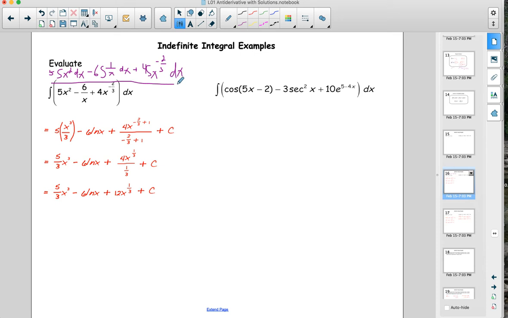Notice these are all power functions. Going backwards on the power function, what we said we should do, finding its antiderivative, we should add 1. So it should be x to the 2 plus 1, which is x cubed, and then we should divide by 2 plus 1, which is 3.